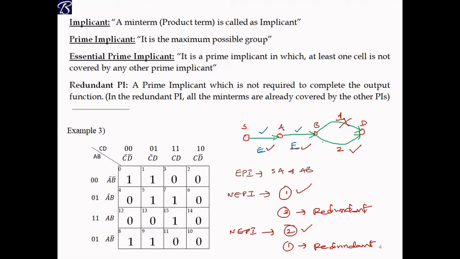Without these, we cannot reach the destination. But between villages B and D, two routes are there. If you take route 1, then 2 becomes redundant. If you take route 2, 1 becomes redundant. That's all. If NEPI 1 is taken, then 2 becomes redundant. If NEPI 2 is taken, then 1 becomes redundant.